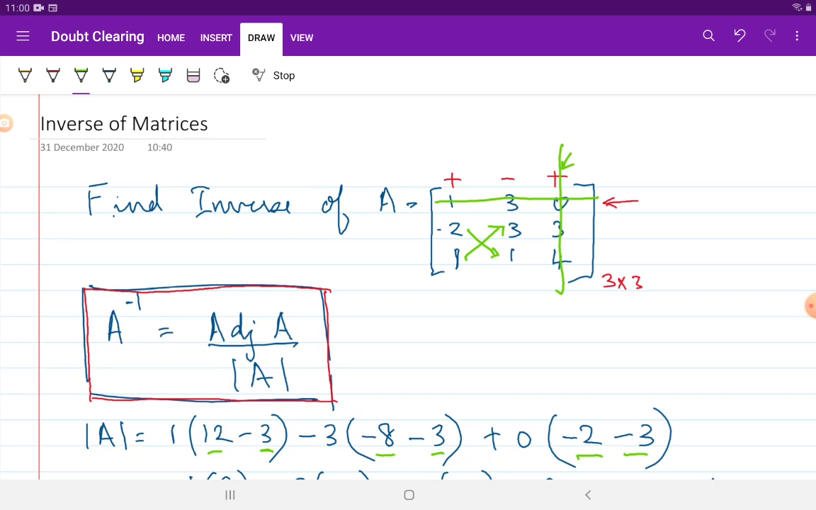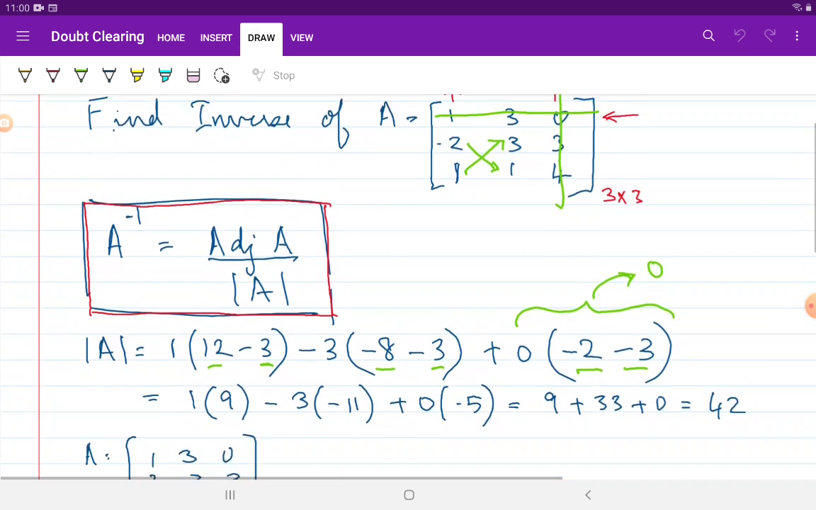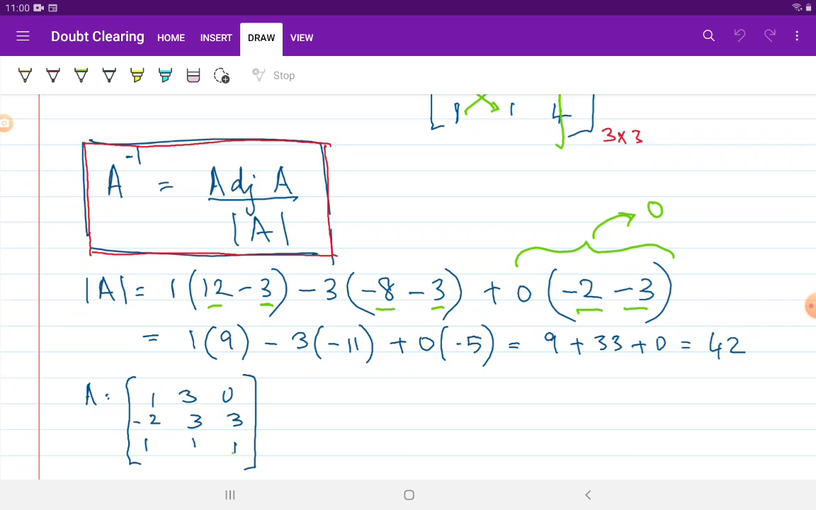In this particular example, this element is 0, so this entire thing will come up to 0, but it will differ from matrix to matrix. When you solve this equation, you will get a value 42. Remember, if the value of the determinant comes out to be 0, it's a singular matrix and you will not be able to find its inverse. So, you can find the inverse only for non-singular square matrices.